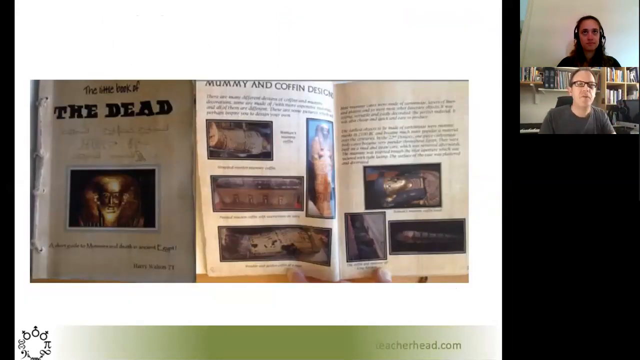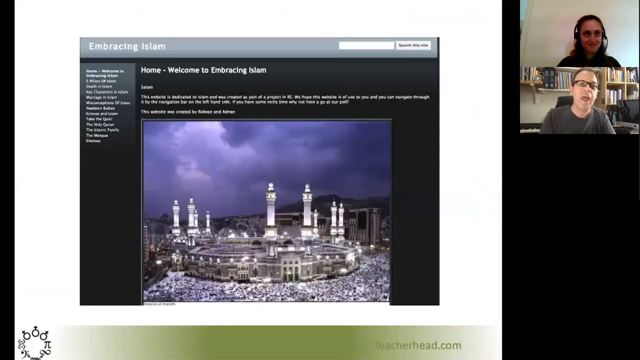These are some of my favorite ones. It's wonderful. Papyrus, this boy, 11 years old, made this beautiful booklet. Wonderful. Here's one of my favorite examples.